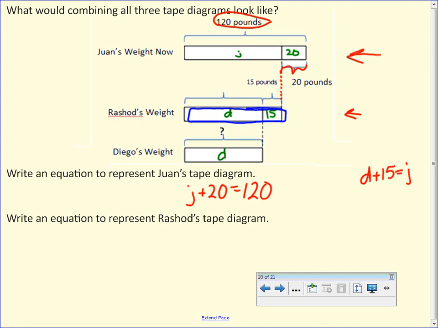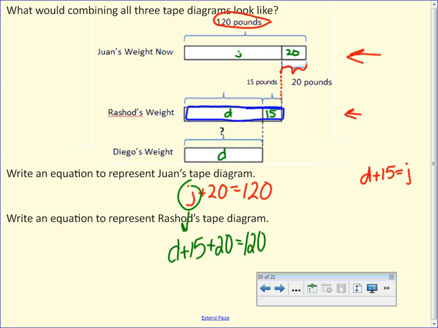So doesn't J equal D plus 15? So can I just take my J and replace it with D plus 15 plus 20 equals 120. So that's our equation for Rashad's tape diagram. Because I can't do D plus 15 equals J. That's too confusing.